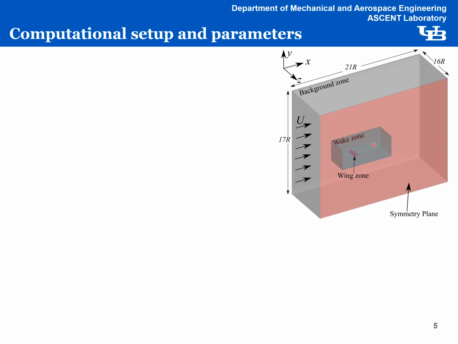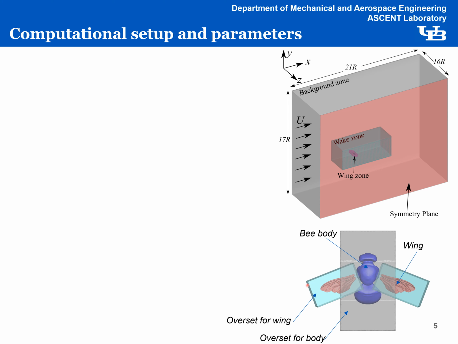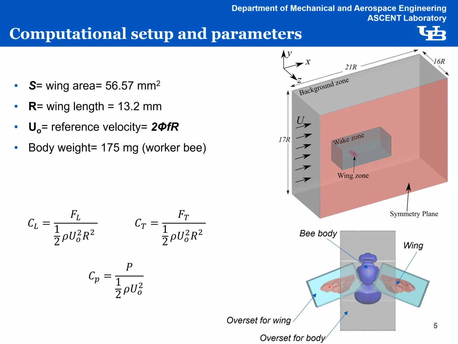The computational domain for the flapping flight is shown in the top figure. The symmetric boundary condition shown in pink helps mimic the two-wing behavior in a 3D setup. The motion of the wing is made possible through overset meshing technique, which allows the wings to move in 3D based on the defined kinematics. The parameters associated with the flapping flights are shown on the left. The current bee model is a worker bee with approximate weight of 175 mg. The normalization of forces and pressure are shown in the formula in the slide.